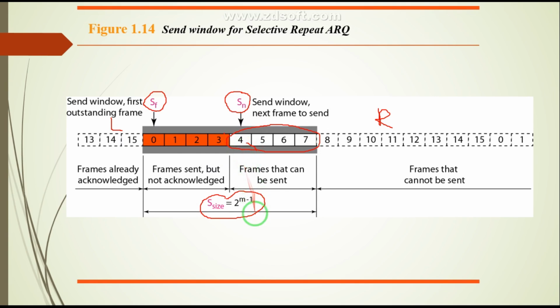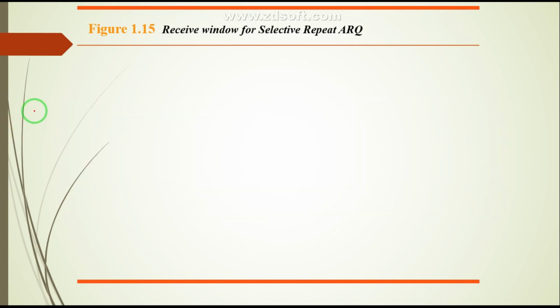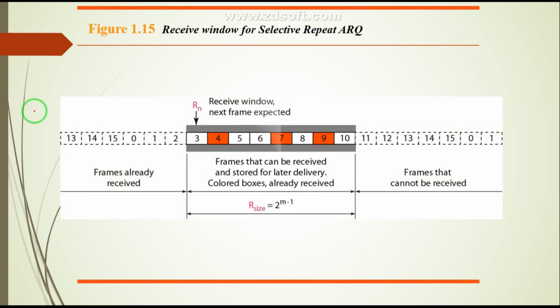Hope you understood about this send window. Now talking about this receiver window, as you can see, the size of the receiver window is the same as the size of the send window. Over here, two variables are there: Rn, which tells you the next frame that is to be expected, and R size, which means the size of the receiver window.